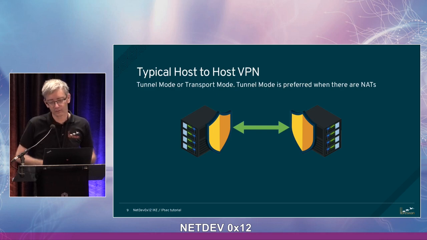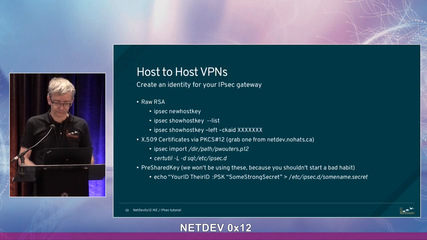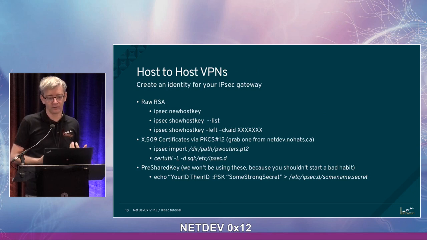So first, a typical VPN, host to host, no NATs in between. We got one IP on the left, one IP on the right, and we wanted to encrypt the traffic. First thing you want to do is, each host needs an identity.